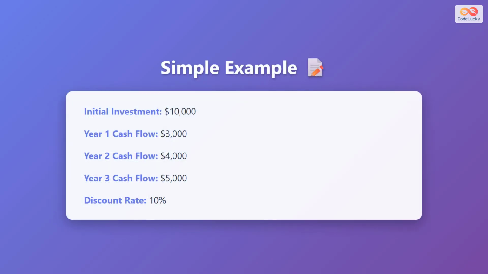Let's work through a simple example. Imagine an investment requiring an initial investment of $10,000. In year 1, it generates $3,000. In year 2, it generates $4,000. In year 3, it generates $5,000. Your required discount rate is 10%. Now let's calculate the NPV using these numbers.